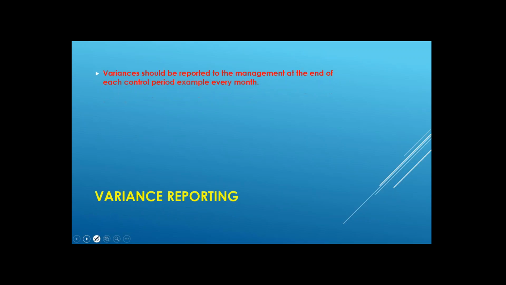So between the actual gross profit and the standard gross profit, or the actual profit and the standard profit, we will do a complete analysis. Variance reporting should be reported to the top management at the end of each control period, for example, every month.